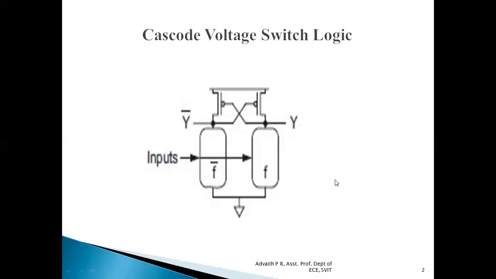We can understand this cascode voltage switch logic in detail by considering an example. For example, if this particular pull-down network is activated, the ground logic level 0 will be transferred through this pull-down network, and because it is connected to the gate of this PMOS transistor P2, P2 will be turned on because it is connected to logic level 0. As we already know, a PMOS transistor turns on when its gate input is 0 and an NMOS transistor turns on when its gate input is high.